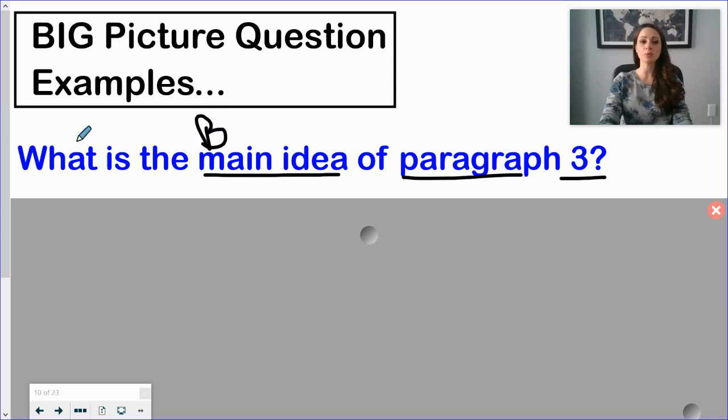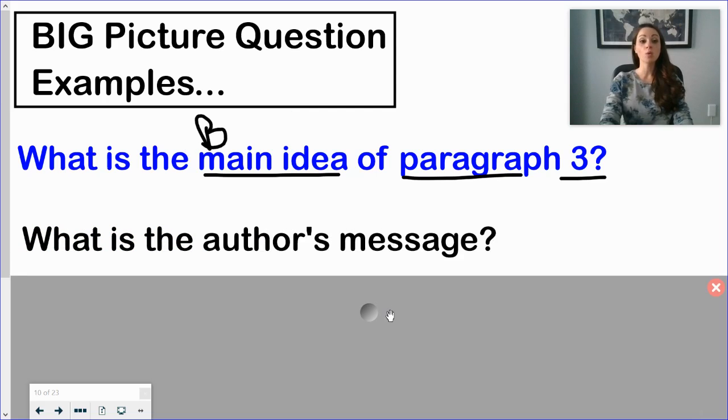Now some of you might say, wait, you have a what here? Yes, we do, but remember, factual questions aren't always who, what, where, when, why or how questions. In this instance, the what is associated with the main idea. It's saying, what is the main idea? So it is definitely a big picture question.